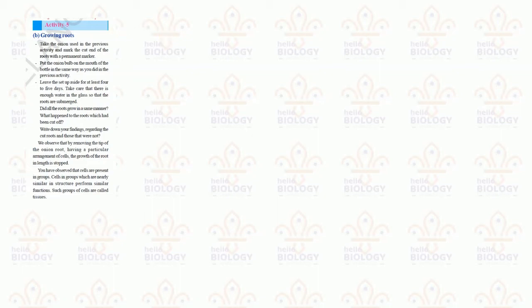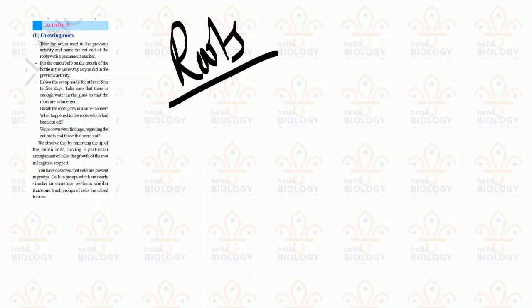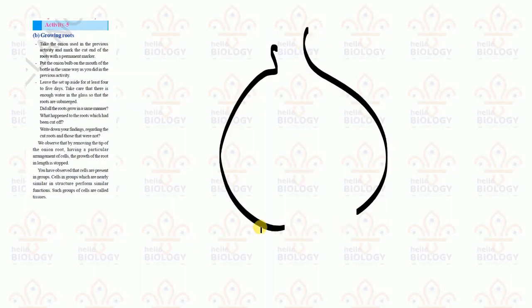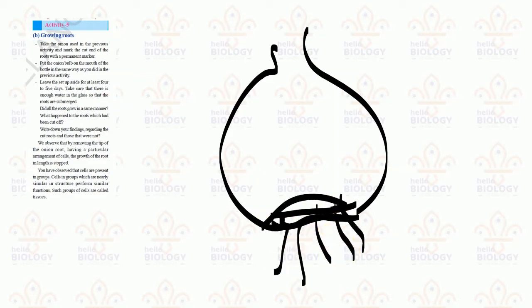Activity 5, I will also explain clearly. First we need to take growing roots. First we need to see how the roots are grown. Take the onion first, as in the previous activity, how it was prepared, and cut the end of the roots here with the permanent marker. That means with the help of the marker here, you can see, take the onion used in the previous activity and make a cut at the end of the roots with a permanent marker.